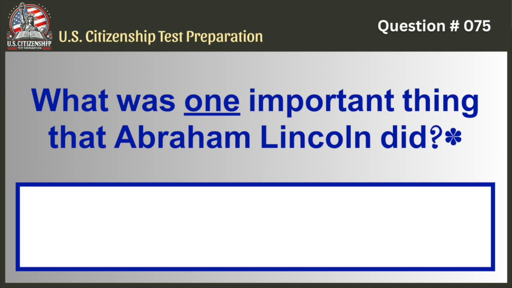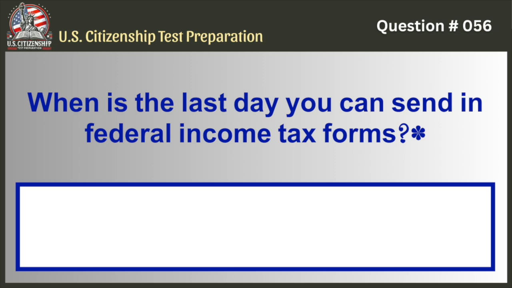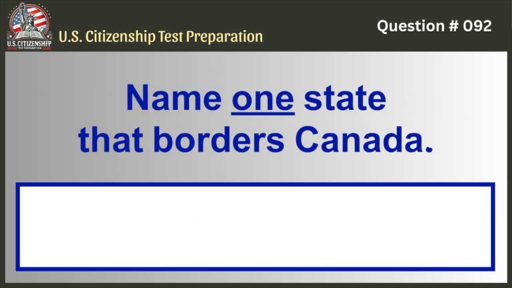What was one important thing that Abraham Lincoln did? Freed the slaves. When is the last day you can send in federal income tax forms? April 15. Name one state that borders Canada. New York.